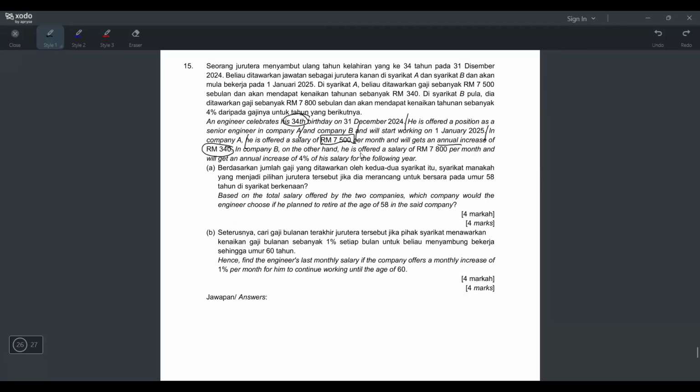Company B, on the other hand, is offered a salary of 7,800 per month. So this one is 1 month. And the increase is 4%, but it's also an annual increase. It means after 1 year only, you will increase 4% of his salary for the following year.